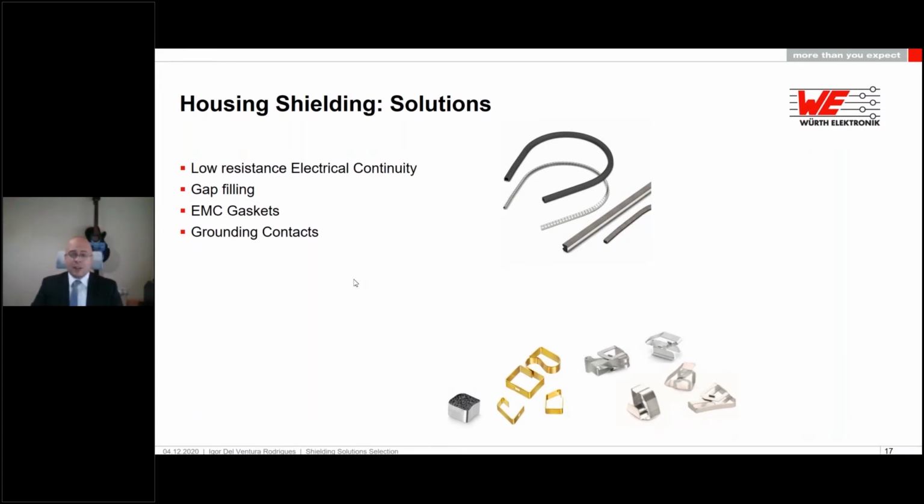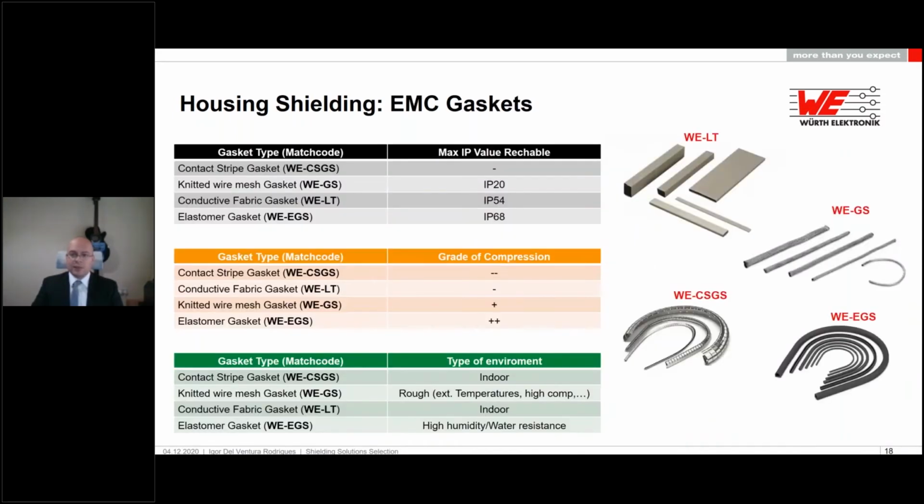Well, so these are the four different kinds of EMC gaskets that we've got available. The first one is called WeLT, which is basically a fabric gasket with nickel copper metallization, and on the inside you have a foam. So it's highly flexible, and you can utilize it, for example, in the doors of any cabinet or something. So it requires a little bit of compression.